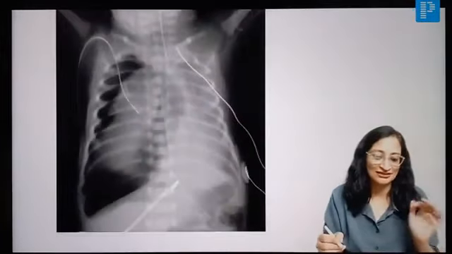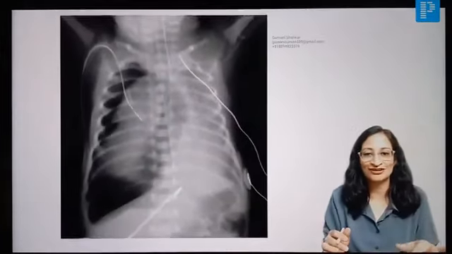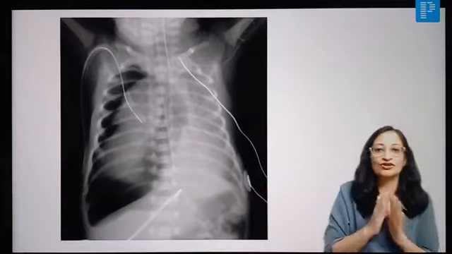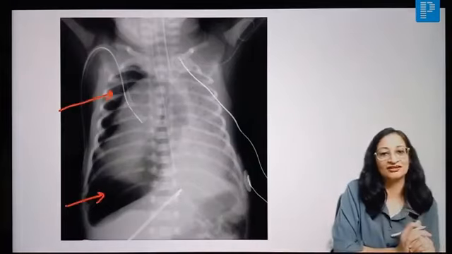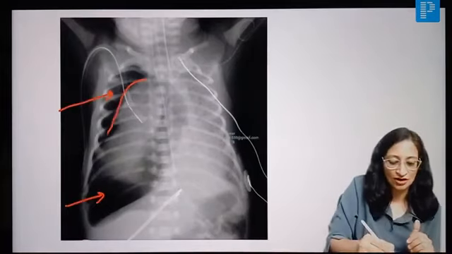What do you see here? I have just included a few more spotters for you so that you do not get bowled out whatever the question is, right? So what do you see here? You can see free air in the chest cavity and you can see this is the lung margin.